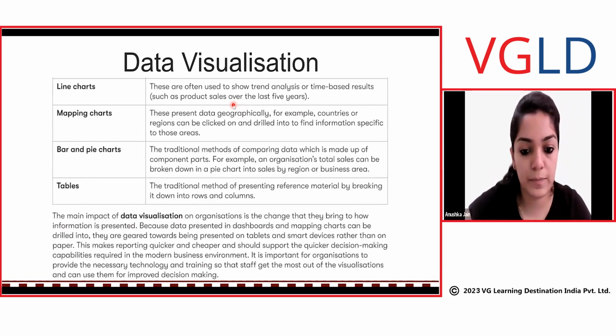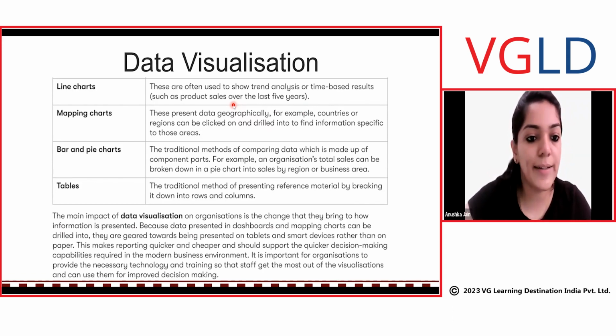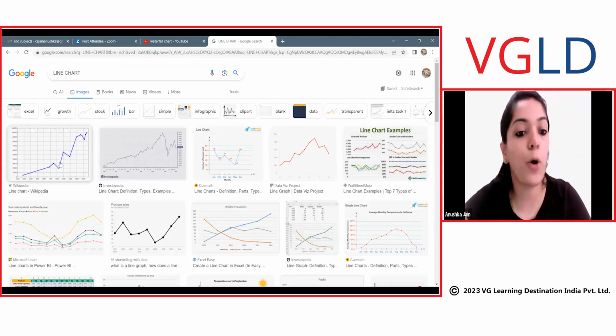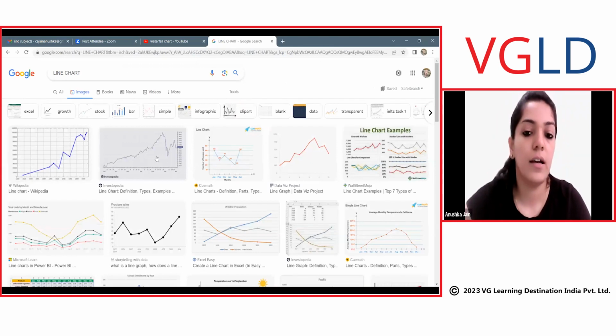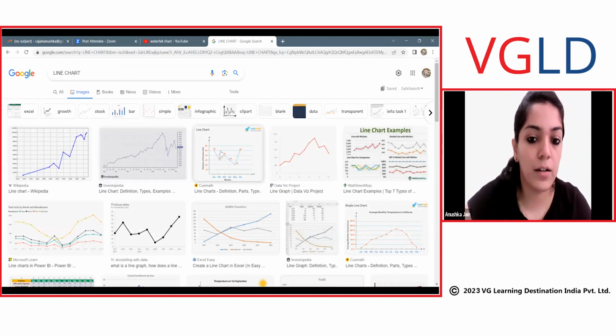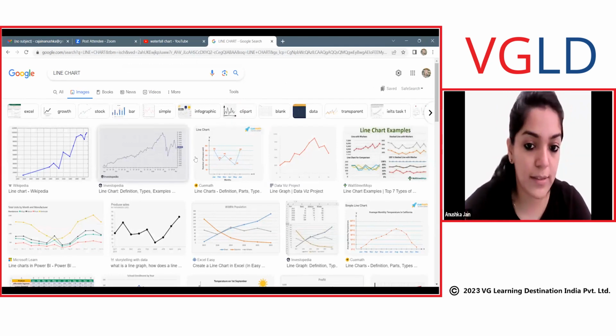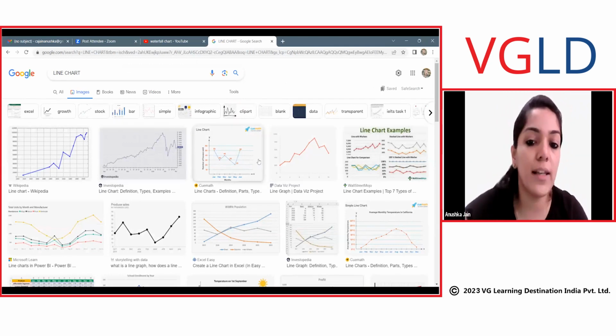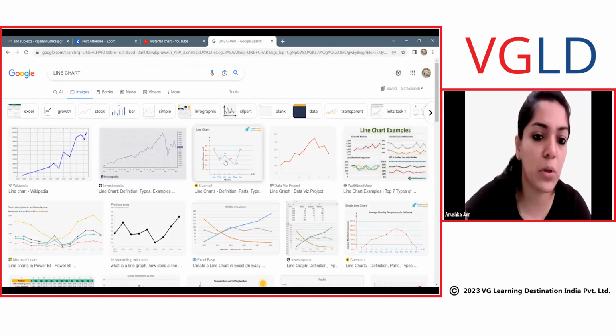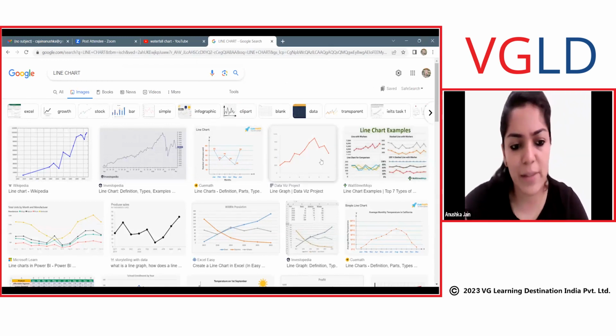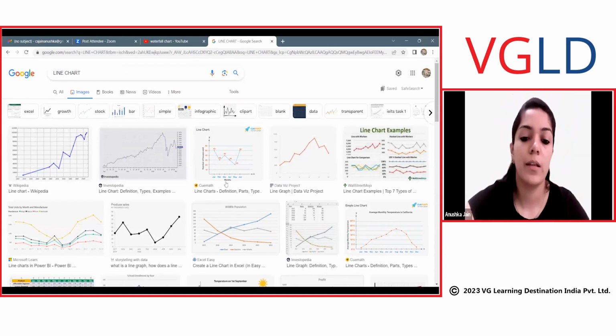Very simple. The trend lines. How has the population grown over the year? How has the sales grown? Maybe the stock price movements. So all of that can be tracked on a line chart. Different things can be plotted. I hope it is clear. Very, very simple. This is a very basic graph.